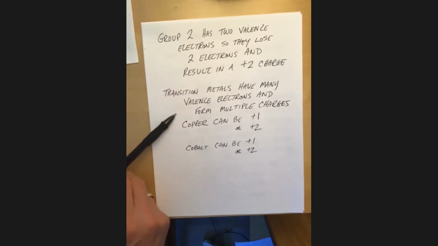Transition metals can have many valence electrons. I'm not sure that we ever said what a valence electron was, but let's just operate on the assumption right now that a valence electron is an electron on the very outside of an atom, and it's possible to lose those electrons or to bring other electrons in near those. So copper can form +1 or +2, cobalt can form +1 or +2, and lots of the other transition metals can have a variety of charges.